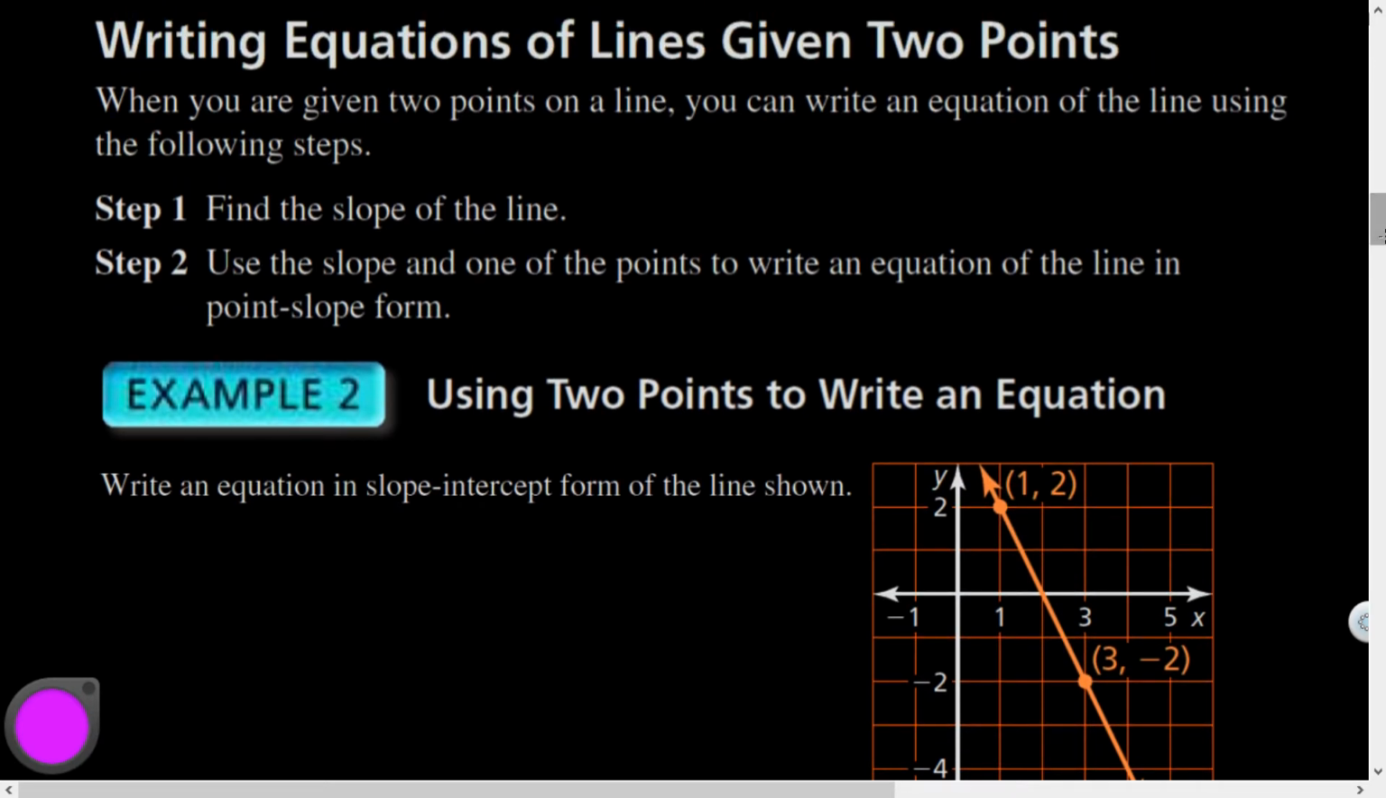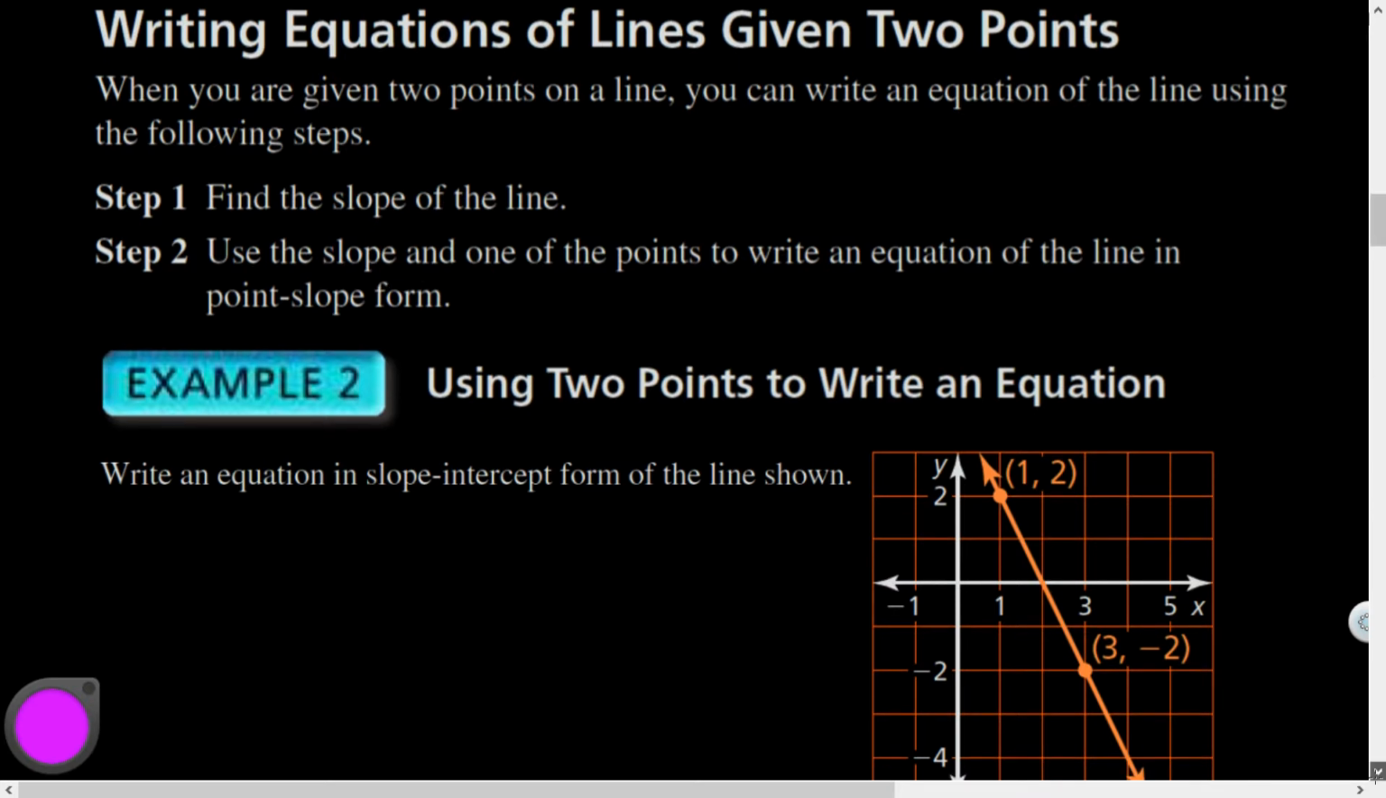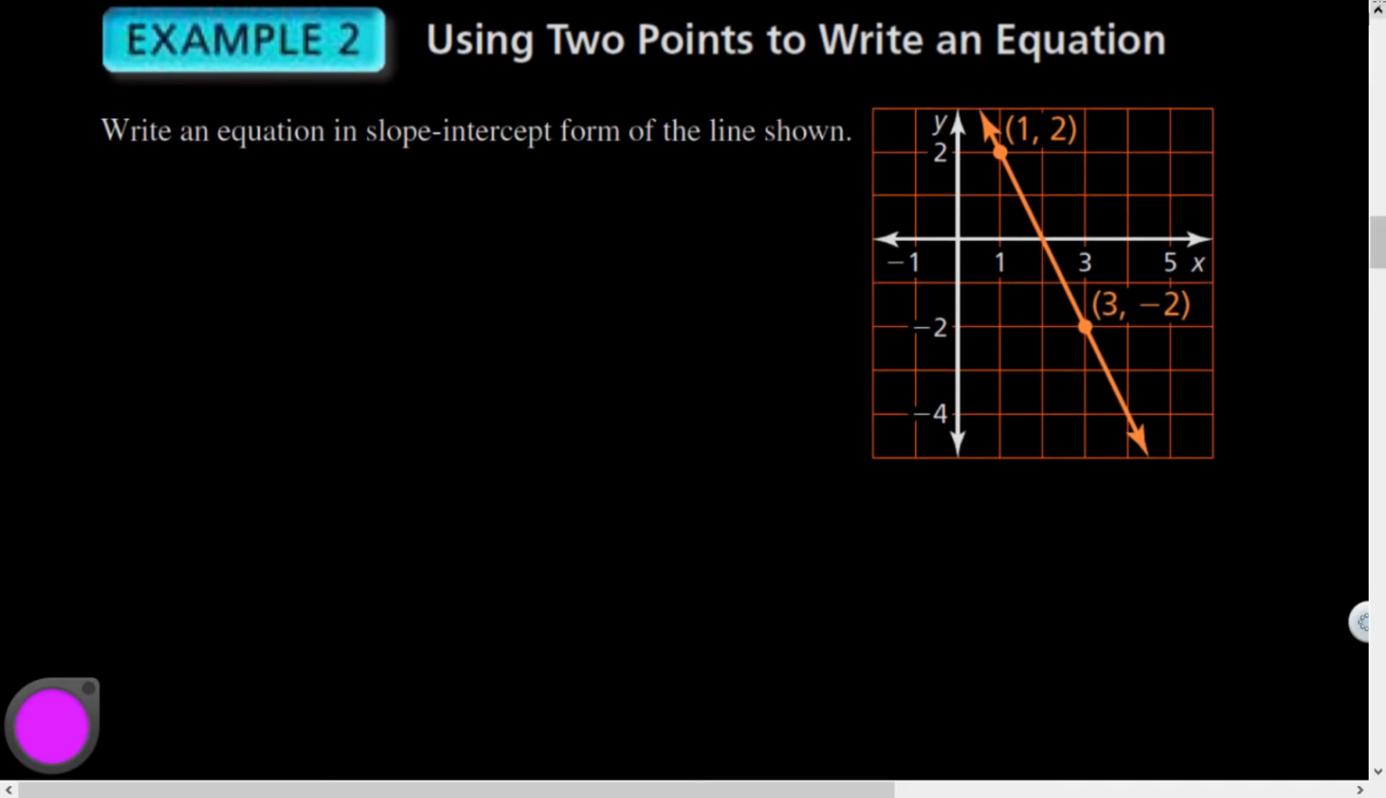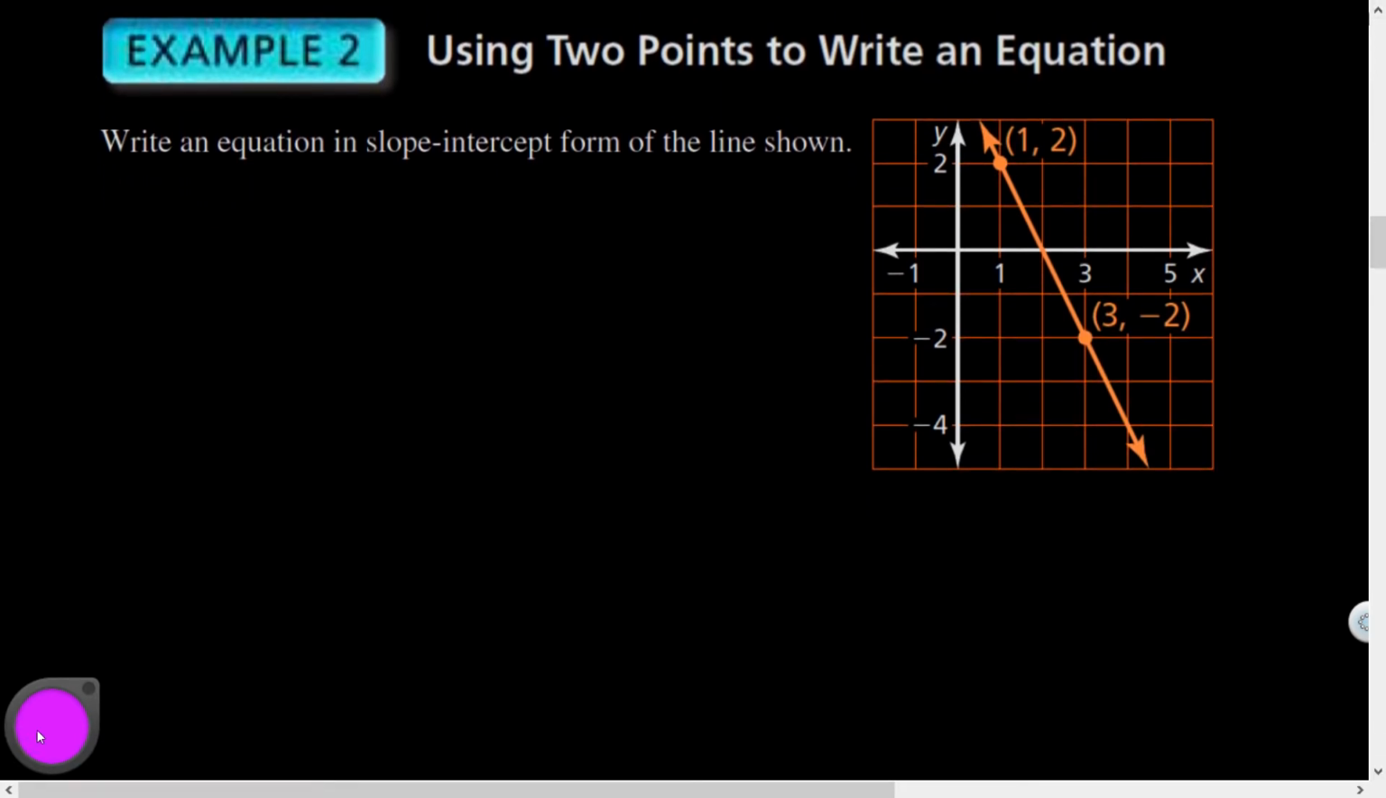So let's see. It says find the slope of the line and then plug it into point slope form. In this case, if I end up solving for y, it'll rewrite it in slope intercept. So guys, here are 2 points. I could call this x1, y1 if I want, and this one x2, y2. It doesn't matter which order you do. I can find the slope.